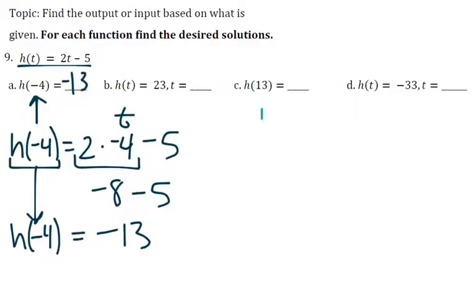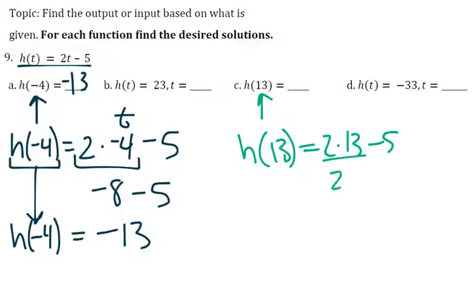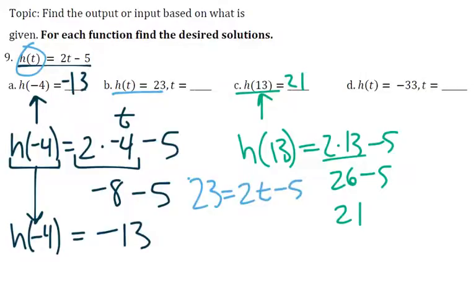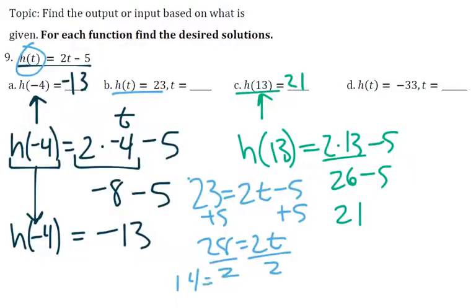Okay, C is the same idea. Okay, it's the input, so I go h of 13 equals 2 times 13 minus 5. 2 times 13 is 26 minus 5 gives us 21, so h of 13 equals 21. Now this one gives us the output and we're working backwards. So I replace the h of t with 23 and then we solve for t. So I'd add 5 to get 28 equals 2t, divide by 2, we get 14 equals t.